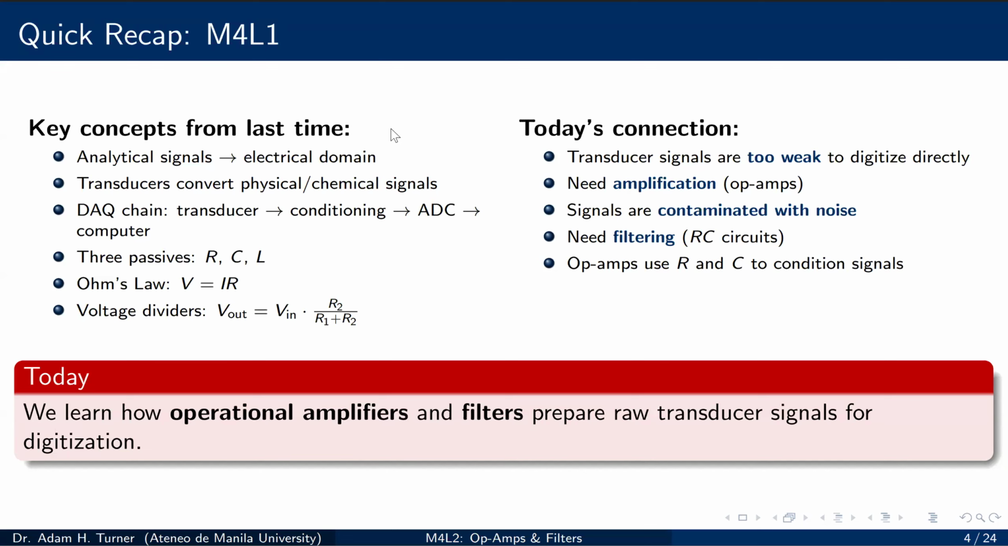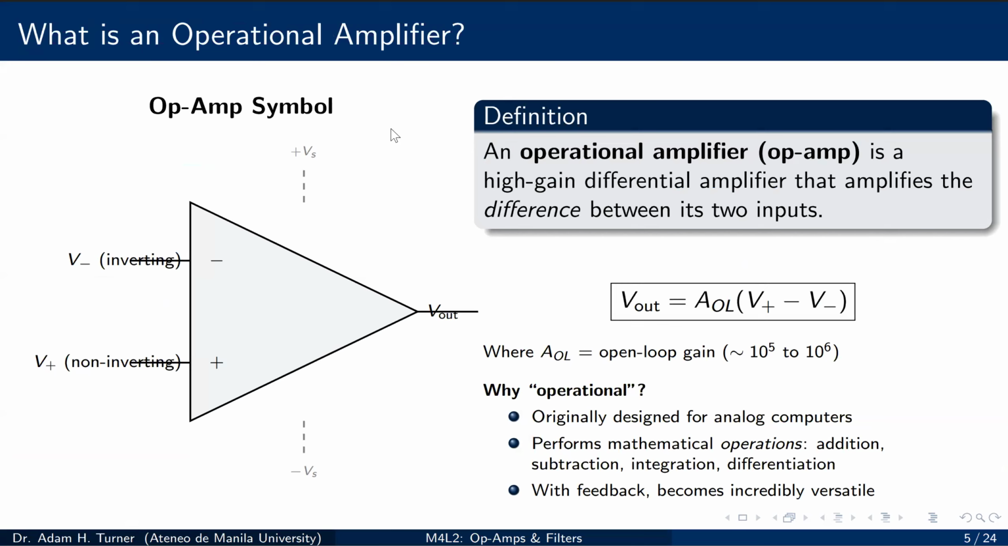Okay. So what is an operational amplifier? An operational amplifier, or op amp, is a high gain differential amplifier. That's a mouthful, so let's have a look further. Look at the symbol on the left. It's going to be a triangle with two inputs and one output. The minus sign marks the inverting input and the plus sign marks the non-inverting input. The op amp amplifies the difference between these two inputs.